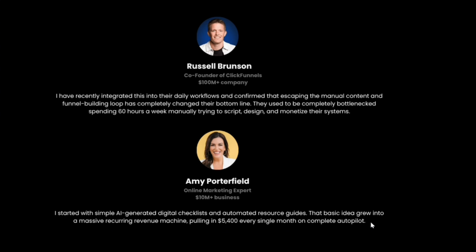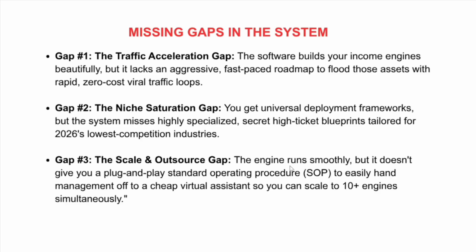Now, I promised 100% transparency. There are 3 big gaps I found in the product that you need to know about. You know, every software comes with its own problems, and I'm going to share those with you openly. But here is the good news, I've already engineered the solution for every single one of them. The traffic acceleration gap. The software builds your income engines beautifully, but it lacks an aggressive, fast-paced roadmap to flood those assets with rapid, zero-cost viral traffic loops.